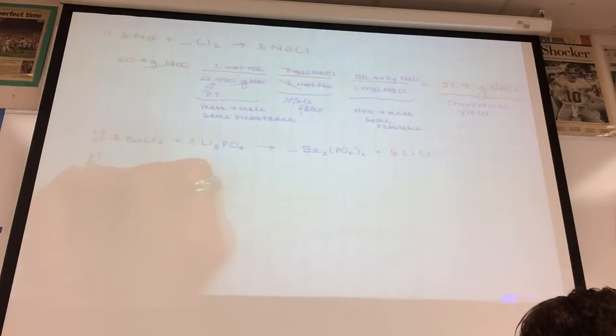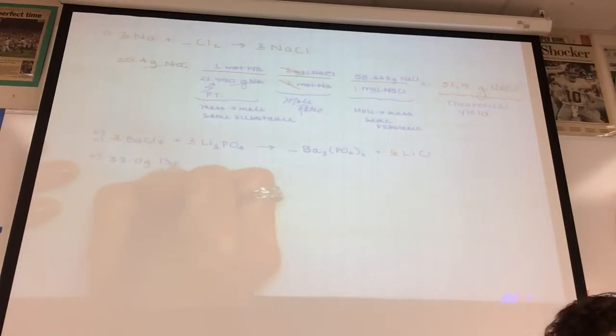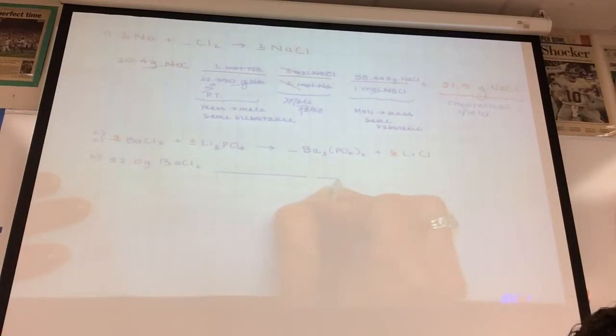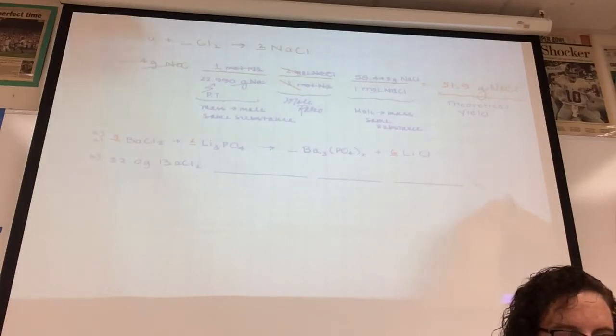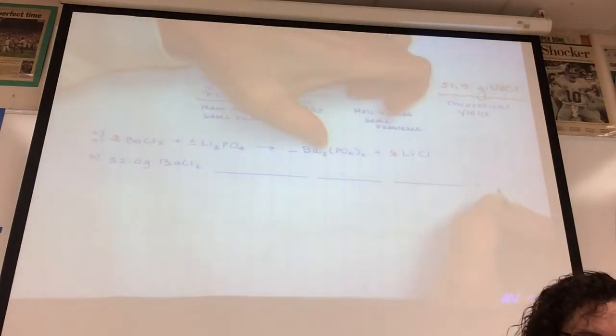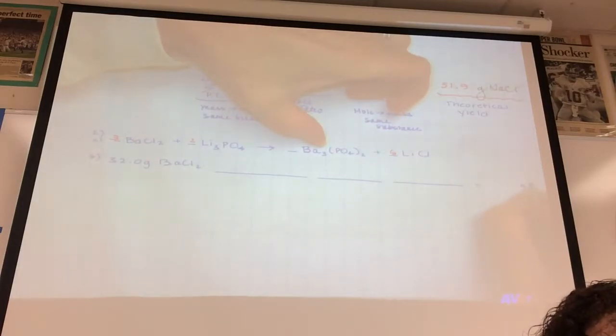It says if 32 grams of barium chloride react with an excess of lithium phosphate, what mass of the barium containing compound should be generated? What's your given? And now let's be careful. What do you want to know? You want to know the mass of barium containing compound that gets generated. If it gets generated, you're looking at a product. This one contains barium. So make sure you go for the right substance.